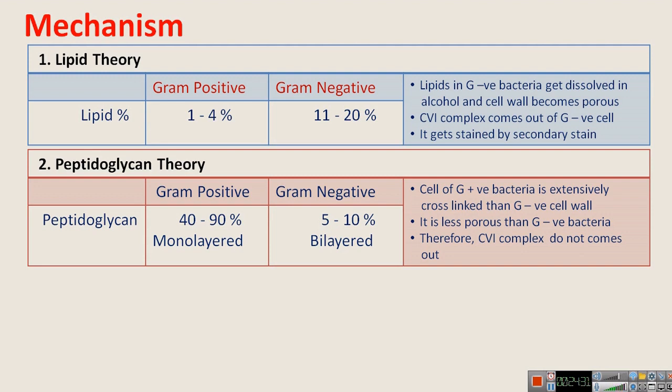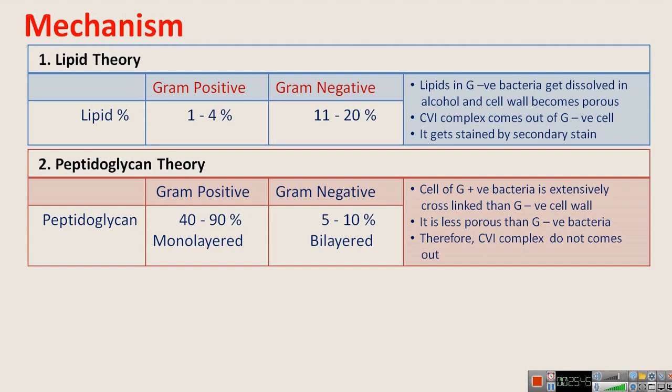In the gram-positive bacterial cell wall, the percentage of peptidoglycan is 40 to 90%, but in the case of gram-negative bacterial cells, its percentage is 5 to 10%. Because of the high percentage of peptidoglycan in gram-positive bacteria, the cell wall of gram-positive bacteria is more extensively cross-linked than the cell wall of gram-negative bacteria. Because of this, the gram-positive cell wall is less porous than the gram-negative bacterial cell wall. Therefore, during the alcohol treatment, the crystal violet iodine complex which is present in the cytoplasm of gram-positive bacterial cells is not coming out.